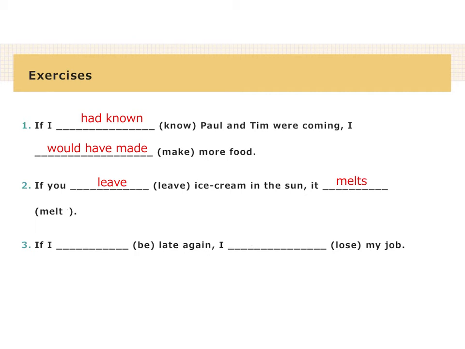The answer is, if I am late again, I might or I will lose my job. Here we use might instead of will because will shows a higher possibility of losing the job, while might shows a lower possibility of losing the job. So in this question, both are correct.